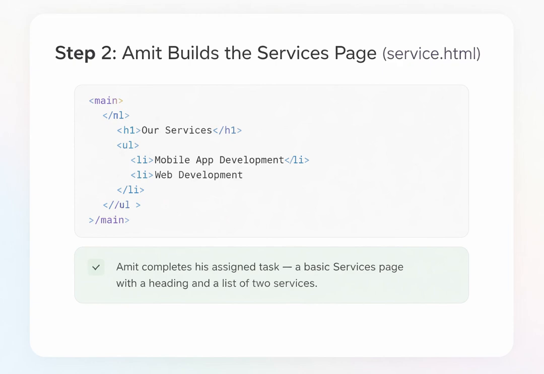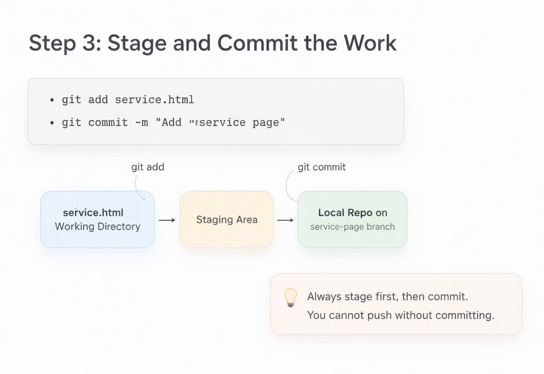His work is now done locally on his feature branch. Before Amit can push anything to GitHub, he needs to follow the standard Git flow. First, he stages the file using git add service.html, which moves it into the staging area, the waiting room. Then he runs git commit with a descriptive message. Only after this commit is the work officially saved in his local repository.